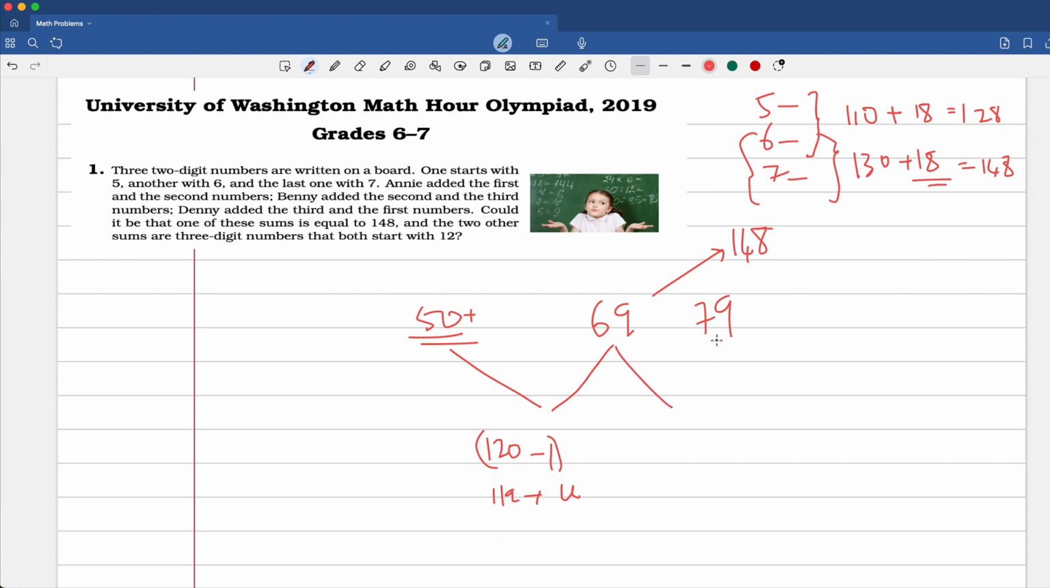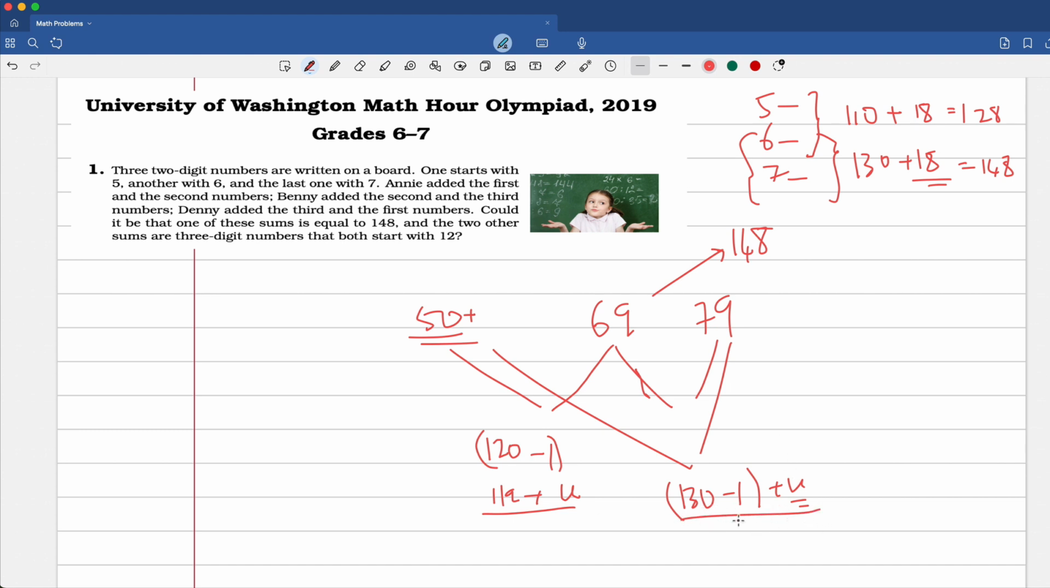And if I add both of these together, sorry, not this, the 50 and 79 together, then remember 50 plus 80 is 130. So 130 minus 1 is 129 plus the unit digit. So in other words, when I add the sum of the other two things, I end up getting 129 plus u.